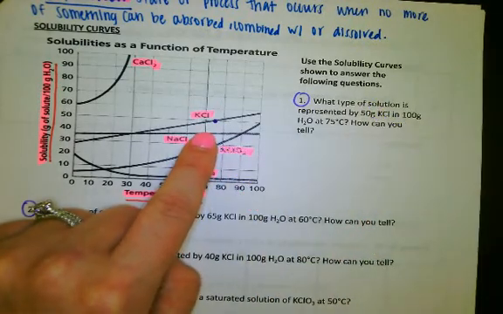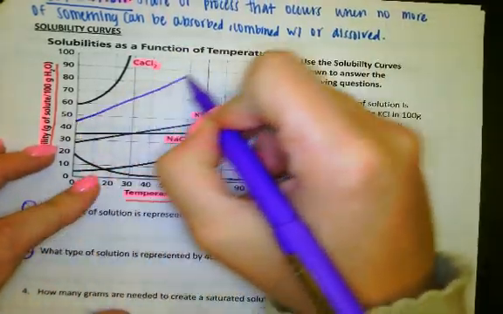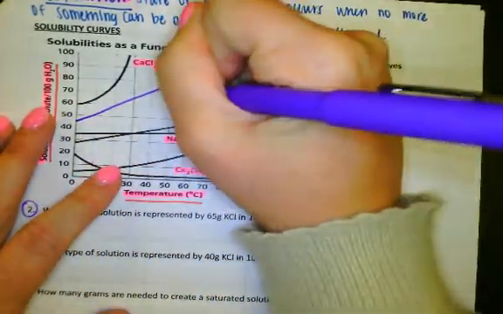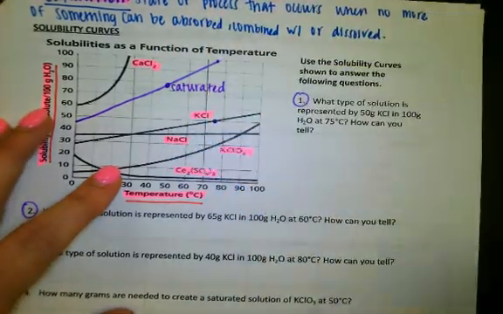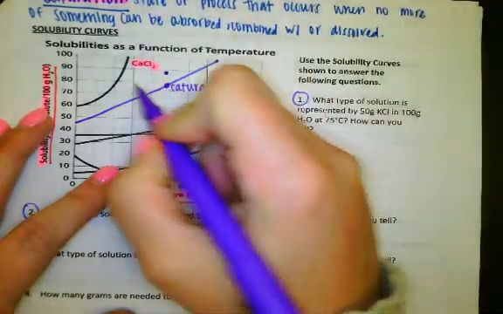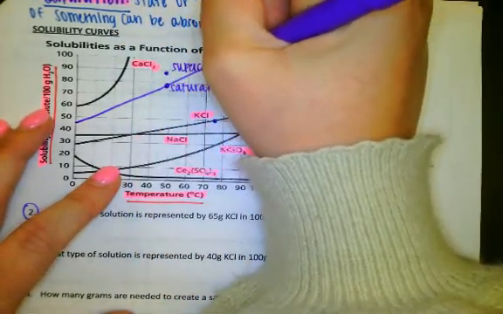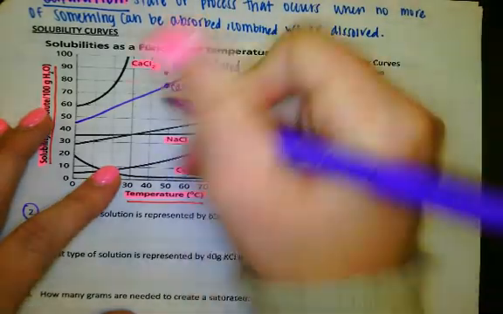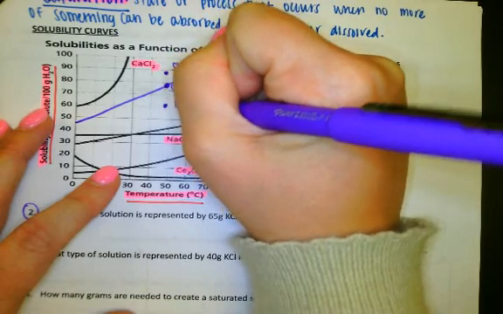Right now, what type of solution is this for KCl? Is it saturated, unsaturated, or supersaturated? Saturated. Remember I said, let's go back, let's look. If it's on the line, that's saturated. If it is above your line that it's talking about, that's supersaturated. And if you need to write this down, I would. And if it's below the line that you're referring to, that's unsaturated.